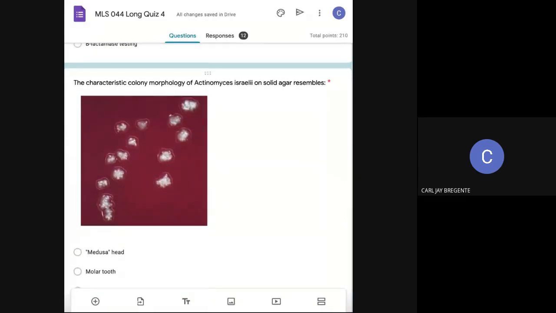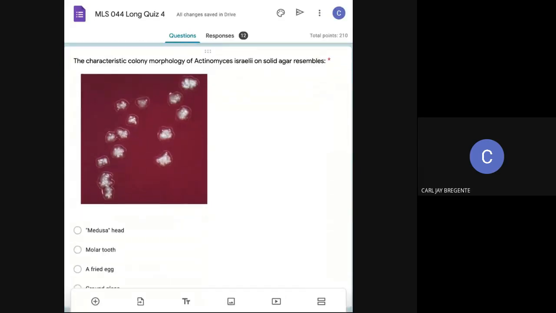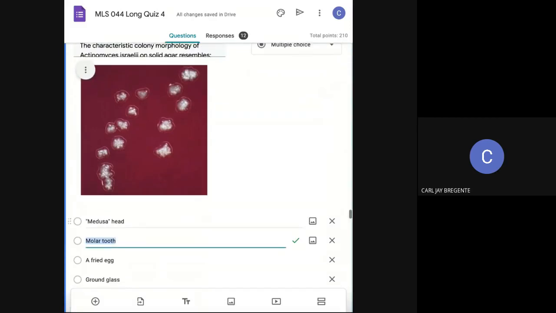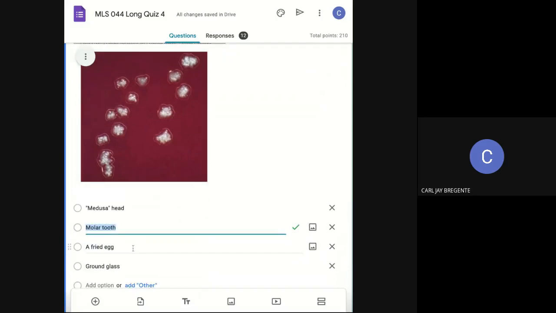The characteristic colony morphology of Actinomyces israelii on solid agar resembles a molar tooth, which is the correct answer. Medusa head is for Bacillus anthracis. Fried egg is different. And ground glass appearance is for Bacillus cereus.